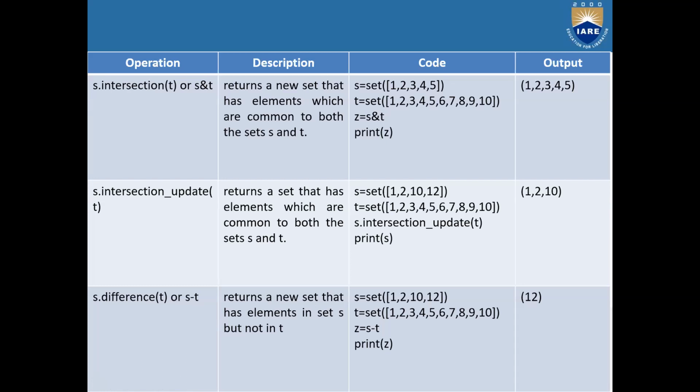Okay. See, here is the example. S consists of 1 to 10, 12, and T consists of 1 to 10 elements. Now we want to find out S minus T. Here, the difference elements are stored in a new set. So the element which we'll be getting in the new set is 12. That is, the new set is consisting of only 12, which is not common in both.